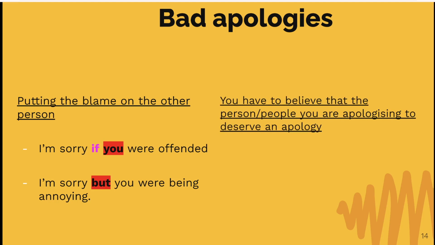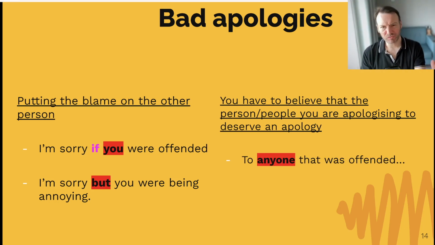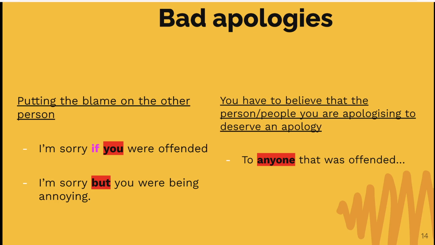So one thing with a good apology is, you have to believe that the person that you are apologizing to actually deserves an apology. So saying "to anyone that was offended" doesn't really feel like you think that the person deserves an apology. You're kind of saying, well, there's a smattering of people who were offended by this. Not the important people, just a few people, they get offended by everything. So again, it doesn't feel like that person deserves an apology. It just feels like you're opening your mouth and making some noises to get yourself off the hook.